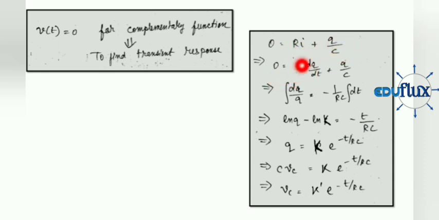Now 0 is equal to I, I have told you, I is dq by dt, so R into dq by dt plus q by C. After rearranging, we get dq by q is equal to minus 1 by RC into dt. This is simple maths. Now integrating, we get ln q minus ln k is equal to minus t by RC.